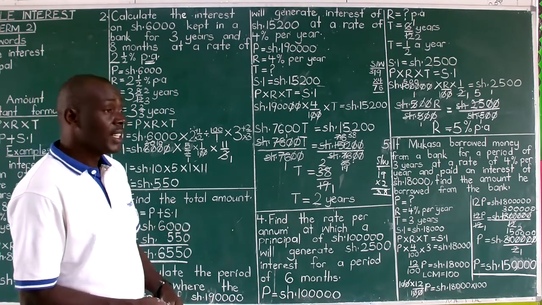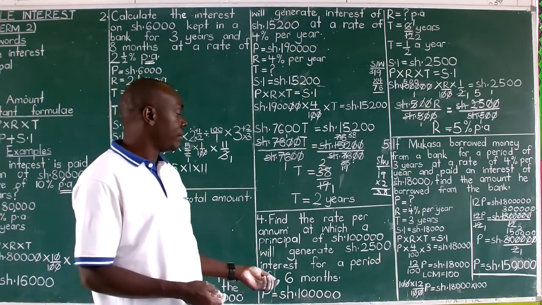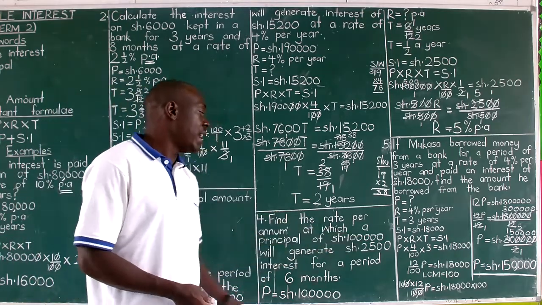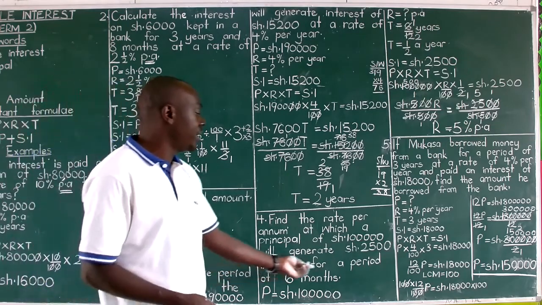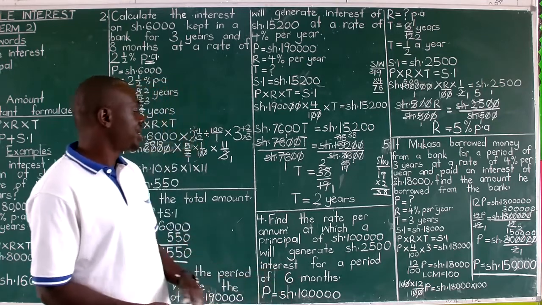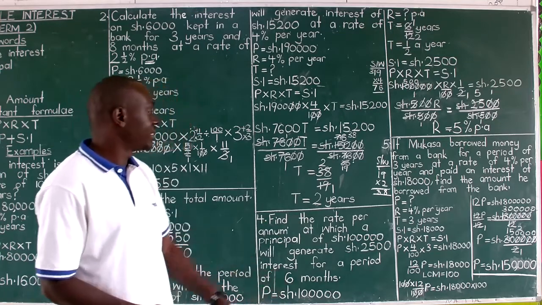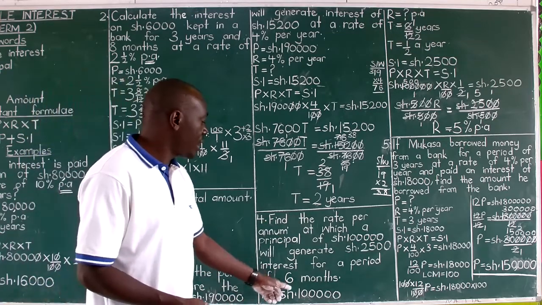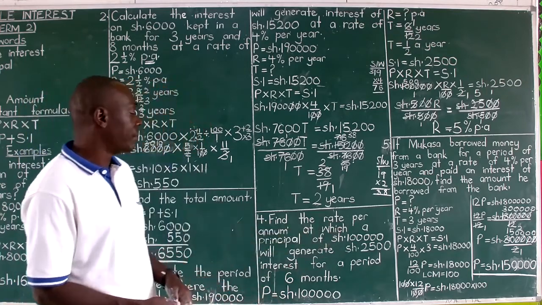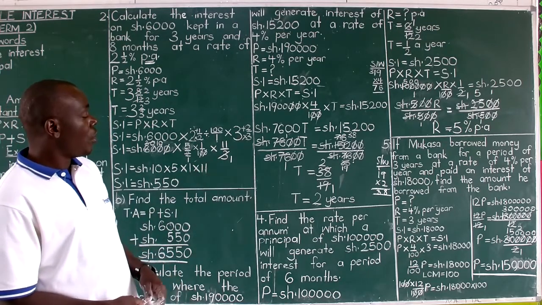So we look at example number 4. Example number 4 says find the rate per annum at which a principal of 100,000 shillings will generate 2,500 shillings interest for a period of 6 months. Here they are saying per annum, and here they are saying 6 months, meaning the 6 months cannot be maintained. The time must be in years here because of the word per annum. So find the rate. Now we are learning how to find the rate, having found the time.